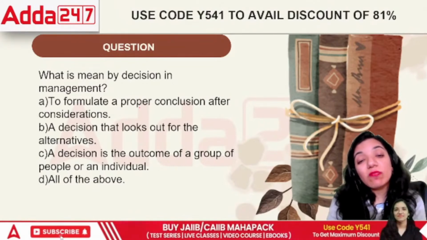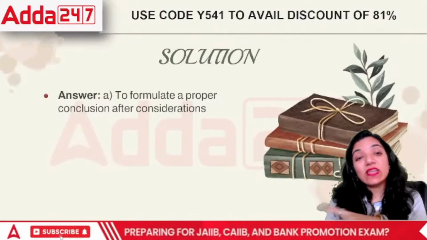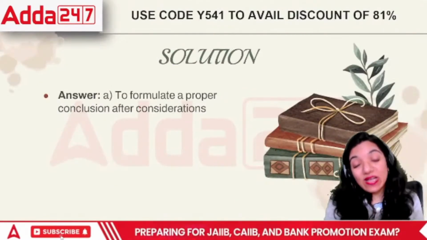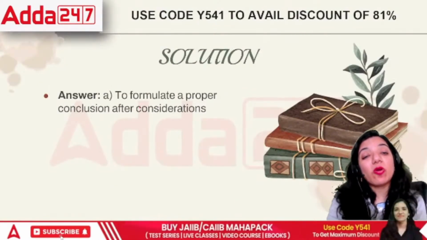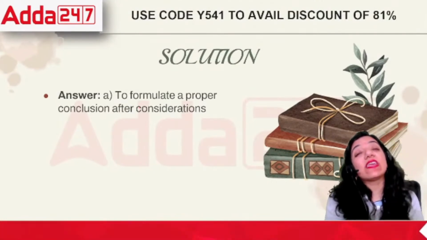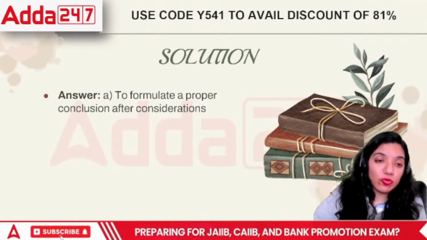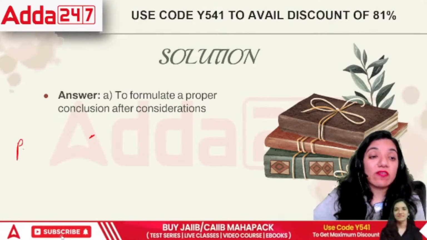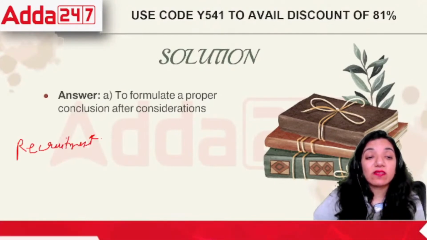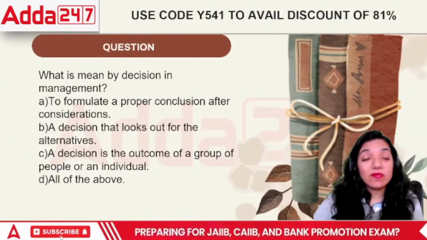Decision is the outcome of the group of people or an individual. So in this case, the first question, the answer is A, to formulate a proper conclusion after consideration. We are trying to conclude things. We are trying to end up. For example, if I say I would like to recruit more people, so I would give a specific reasoning to it and I'll get done with it. Right? This is what the decision making means.